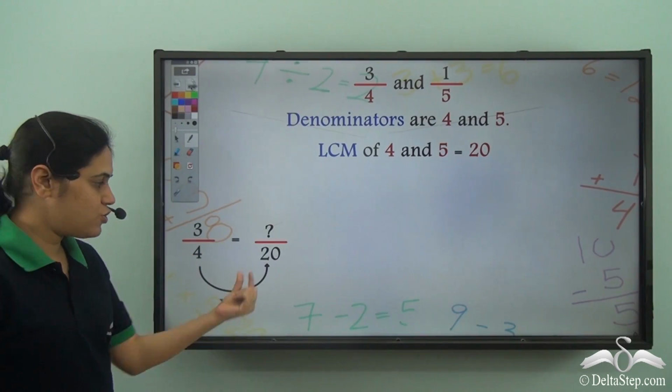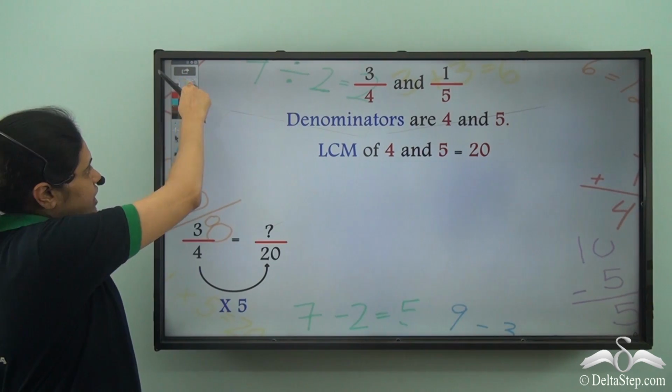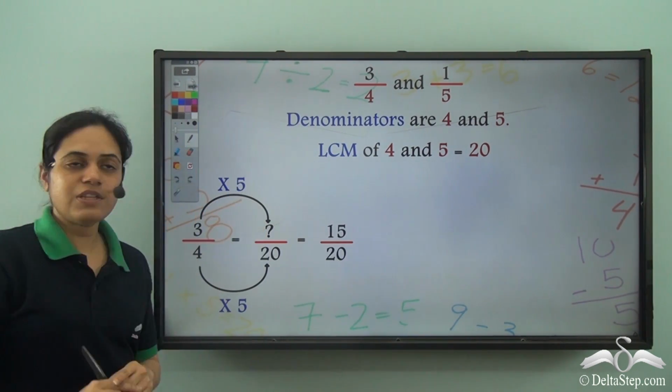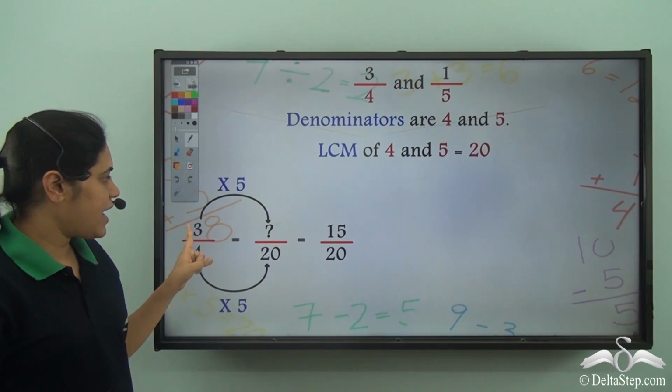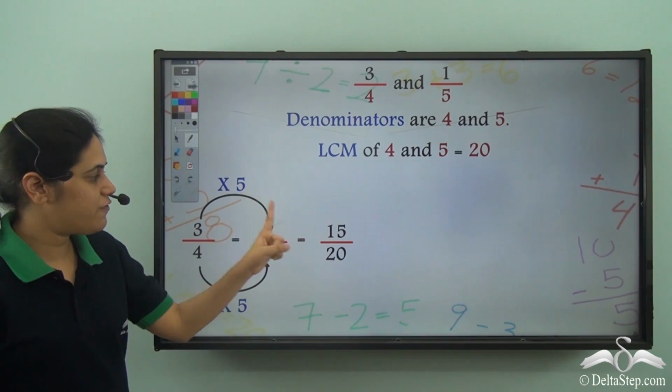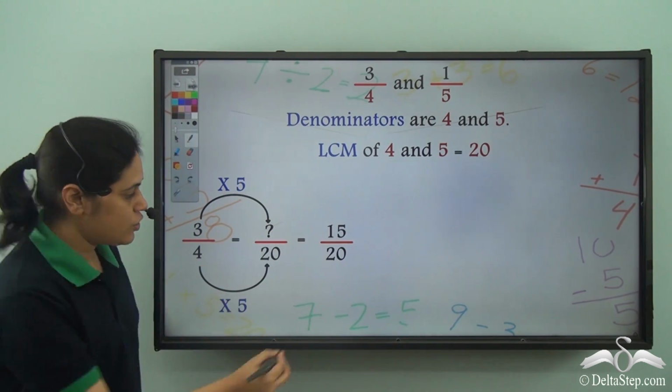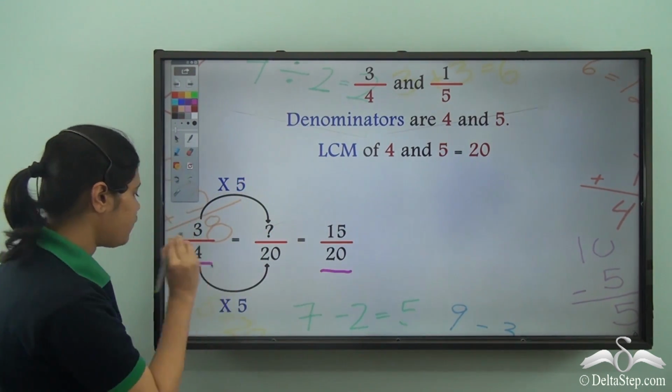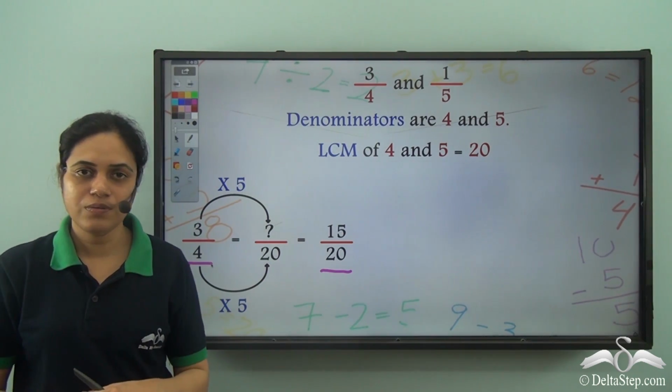So, 4 into 5 is 20. So, I need to multiply the numerator with 5. Now, multiplying the numerator 3 with 5, I get 15. So, 15 by 20 is an equivalent fraction of 3 by 4.